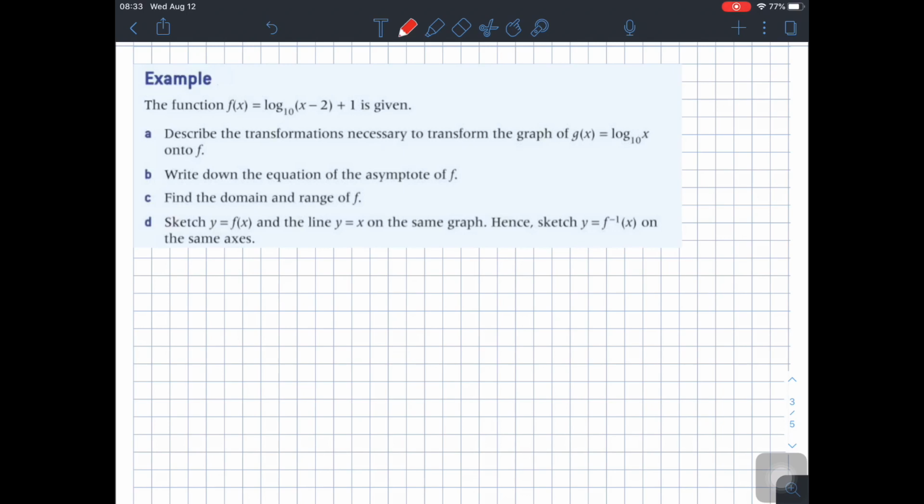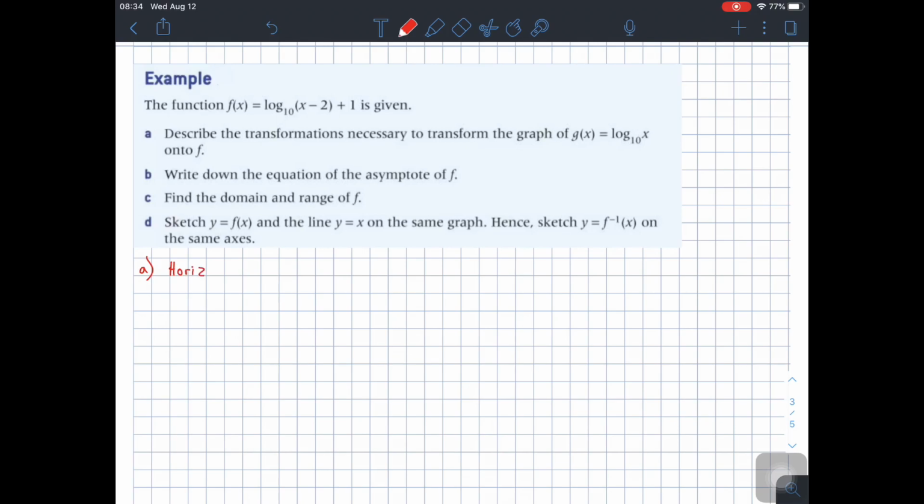It says, the function f of x equals log base 10 of (x minus 2) plus 1 is given. So for part A, it says, describe the transformations necessary to transform the graph g of x equals log base 10 of x onto f. Okay, so there are two things that are causing transformations here. If we compare this function to this function, what do we notice? First of all, the negative 2 inside the parentheses, which, if you remember, causes a horizontal translation 2 units to the right, okay? So I'm going to write that first here.